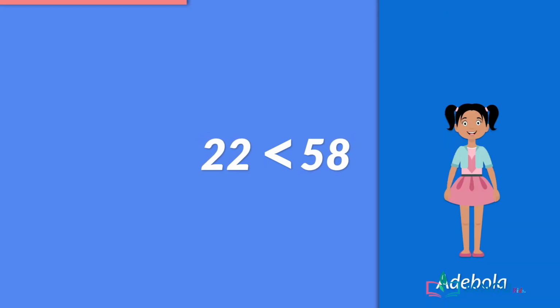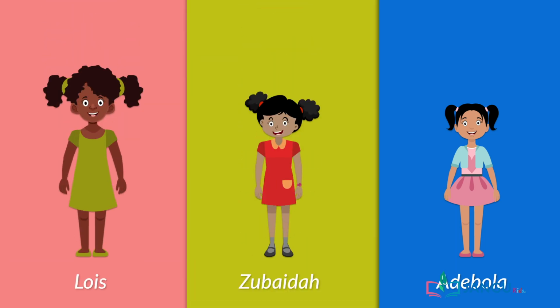Now meet Adebola, Lois and Zubaida. They are 159 centimeters, 172 centimeters and 169 centimeters tall respectively. Can you tell which girl is the shortest and which is the tallest?